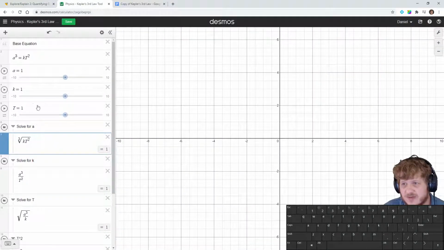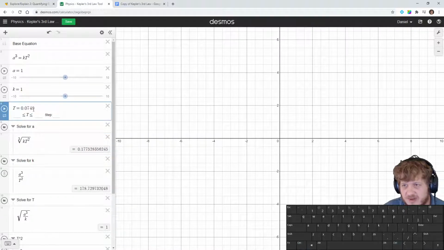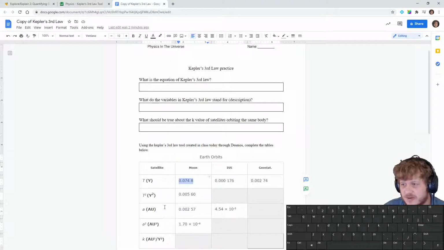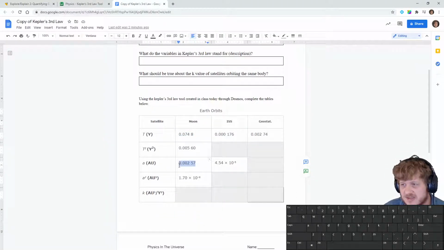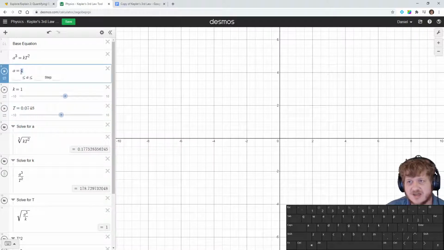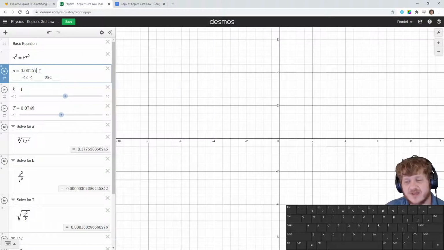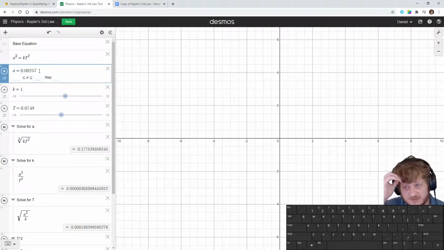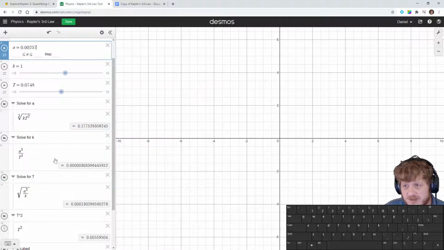So we'll do that for our t. We'll do that, bam, 0.0748. And so we'll go back here. We'll also copy our a, which is in astronomical units, which is not necessarily the same as kilometers. The distance between the sun and the Earth is 1 AU. And so the distance between the moon and the Earth is 0.0257 AU. And so when we plug that in, we get our k. So when we look at it, this is our k value over here.